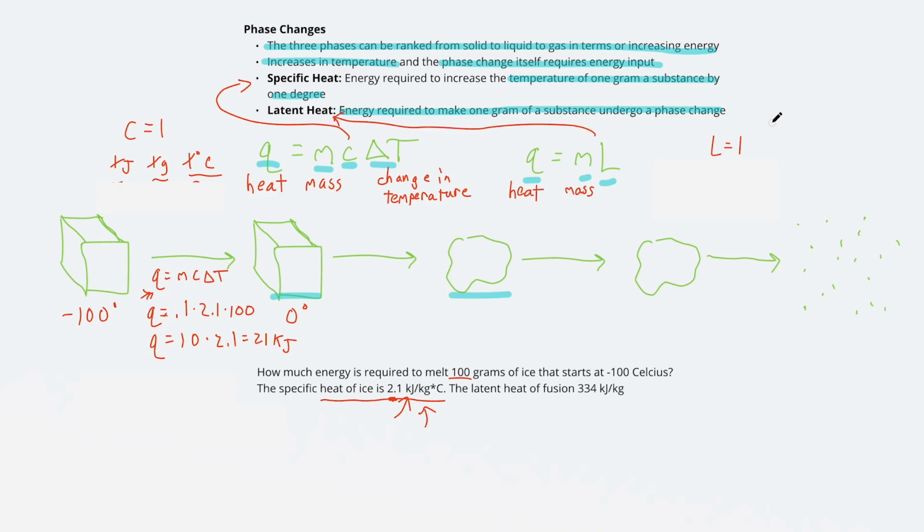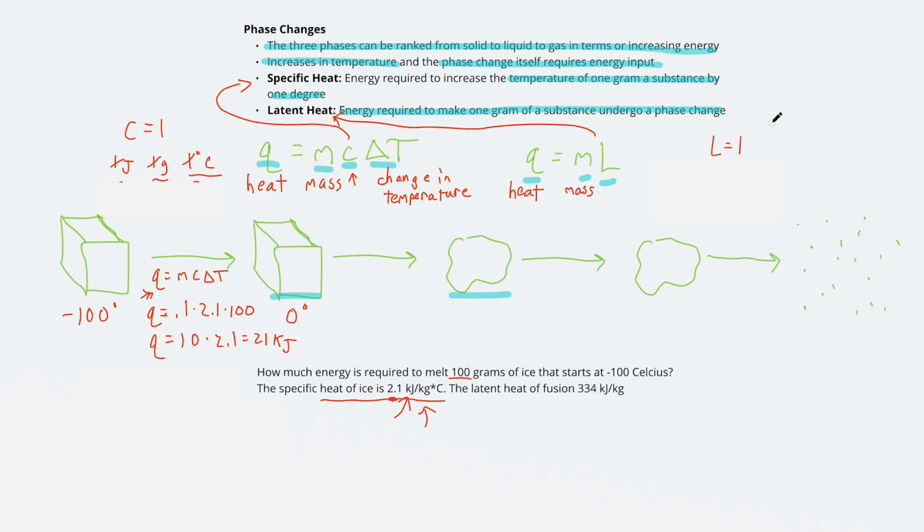And L, the latent heat, is going to be specific not only for the substance, but also the phase change. So ice turning into liquid water is going to have a different L than liquid water turning into water vapor. And I didn't say this before, but c, the specific heat, is dependent on the substance that you have. So we're working with water here, and it depends on what phase it's in. So ice has a different specific heat than liquid water, and liquid water would have a different specific heat than water vapor.